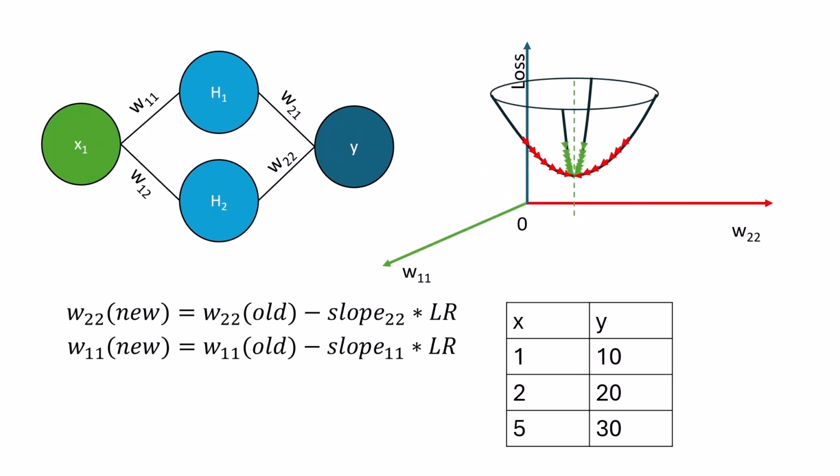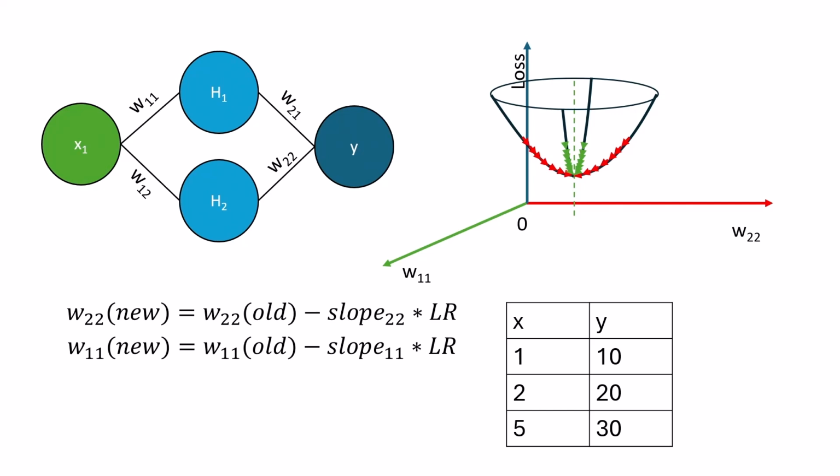And now I'm going to scale up. Now let's look at one more W, W11 here. So in 2D space, the curve was a parabola. And now we make it 3D. We look at W11 and W22 all together. So it's a surface now. But it's the same. The old W11 minus slope 11 times the learning rate will give you the new W11, and so on and so forth.